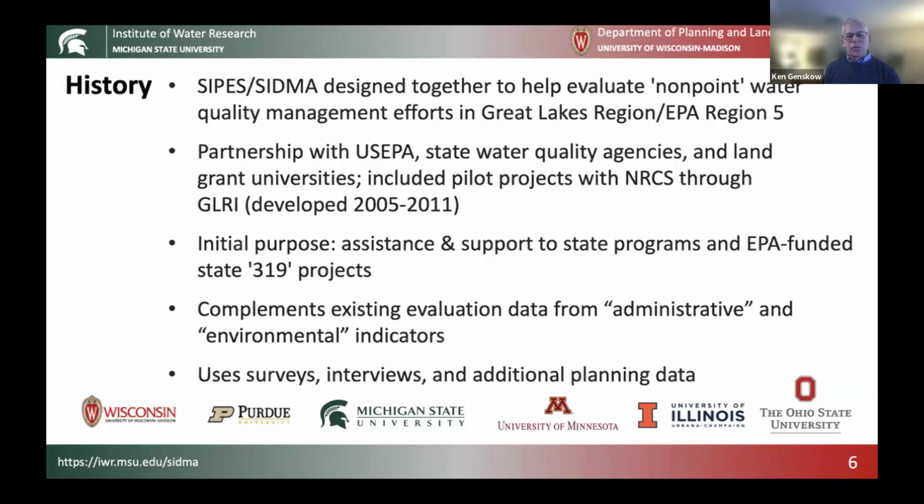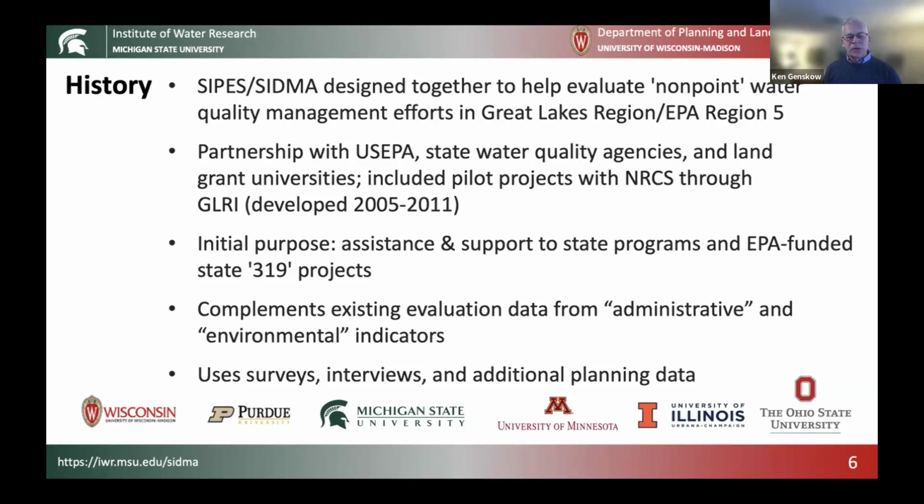And the initial purpose was really to make sure that grant-funded projects that were funded through EPA 319 projects through the states were able to incorporate social indicators into their evaluation. And the idea is that it would complement existing data that they already had, measuring what we were referring to as administrative and environmental indicators. And I'll go through all of this in more detail as we move ahead.